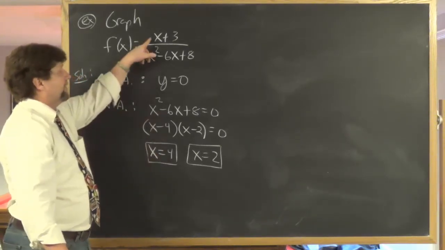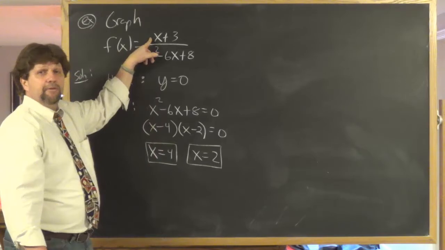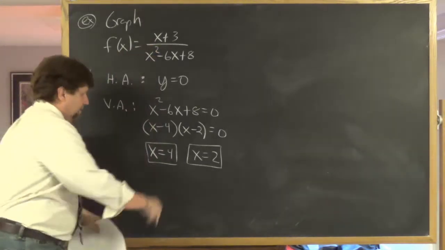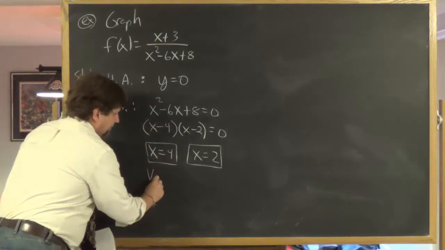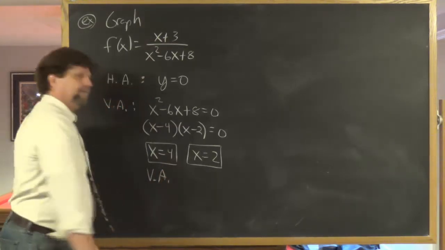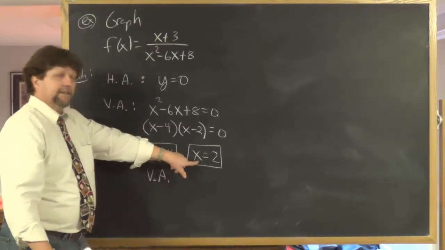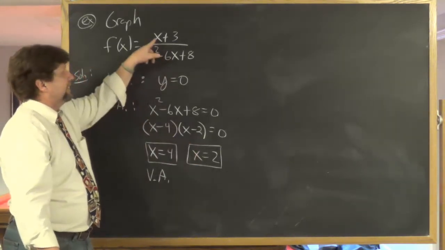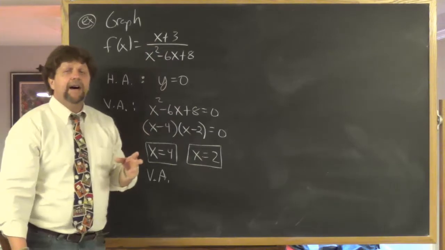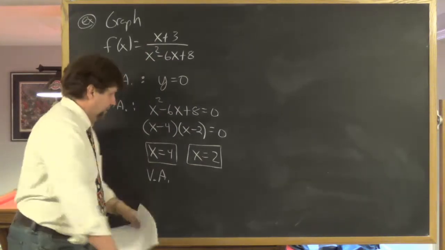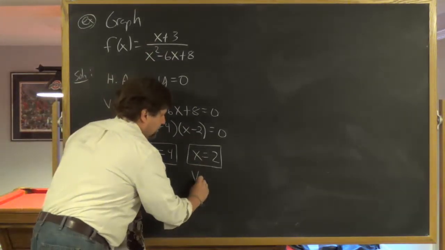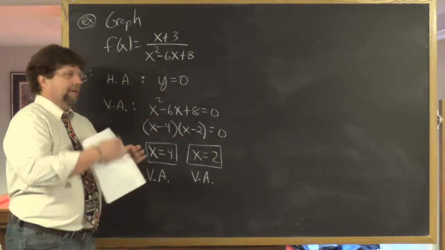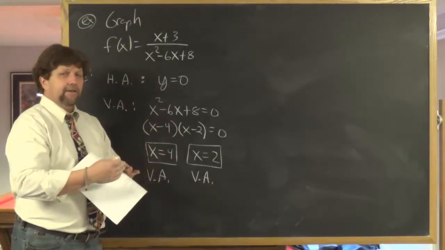So if I put 4 in for x in the numerator, my numerator would become a 7. That is not 0, so that means this is a vertical asymptote. When I take this value of x that makes the denominator 0, and I toss it into the numerator for x, I get 5. That is not 0, so that means this too produces a vertical asymptote. So I'm kind of putting the pieces together here.